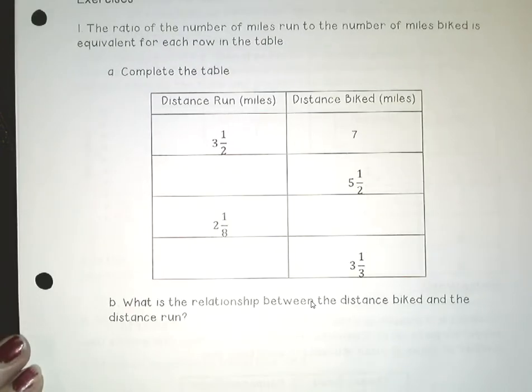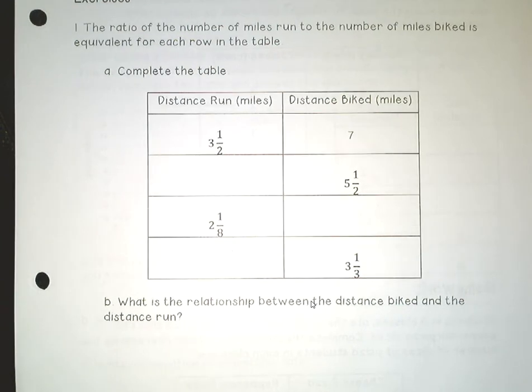Exercises. Okay, so we have number 1. The ratio of the number of miles run to the number of miles biked is equivalent for each row in the table. And we need to complete the table. So before we worked with whole numbers. Now we are working with mixed numbers and fractions and whole numbers and decimals and all of these ways of number representation. So I want to look at what I already know for both bikes, so that I can find the unit rate. And since I know it's proportional, I would be able to multiply or divide to be able to get the missing numbers.